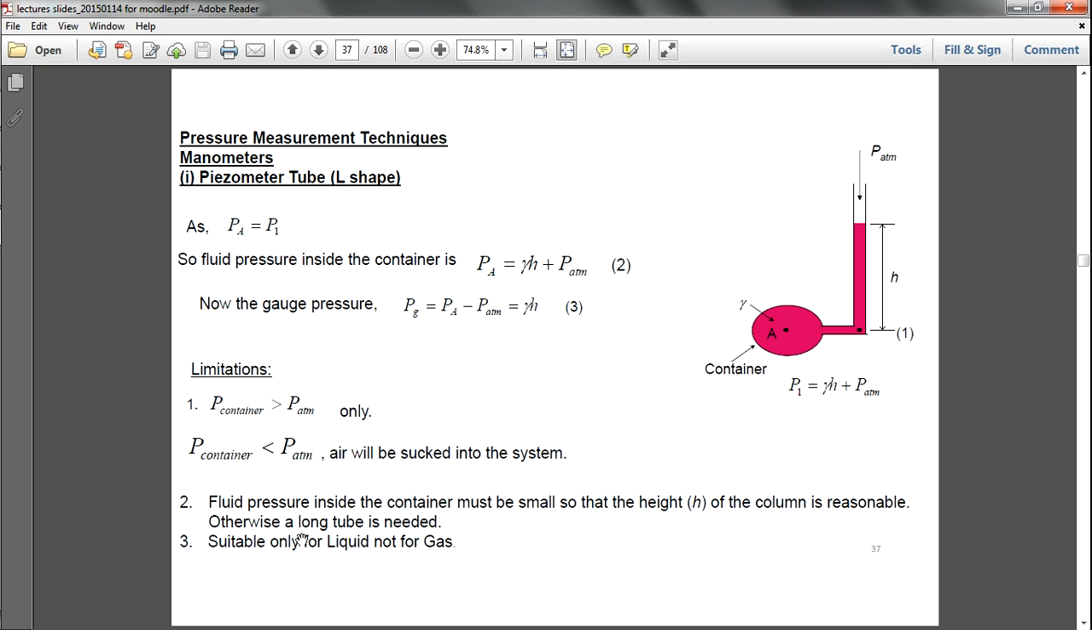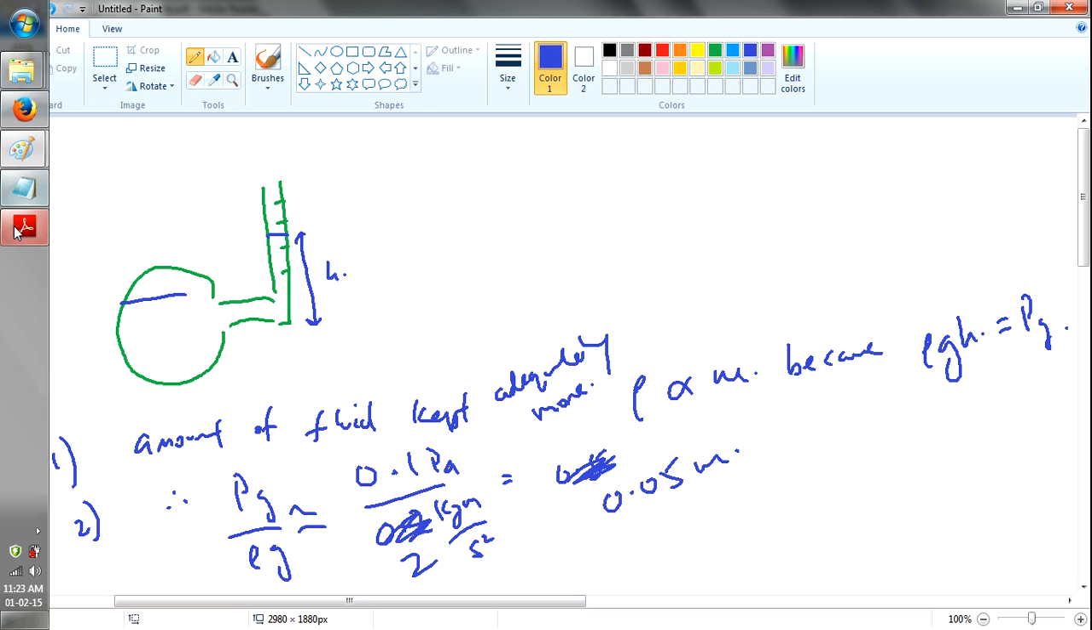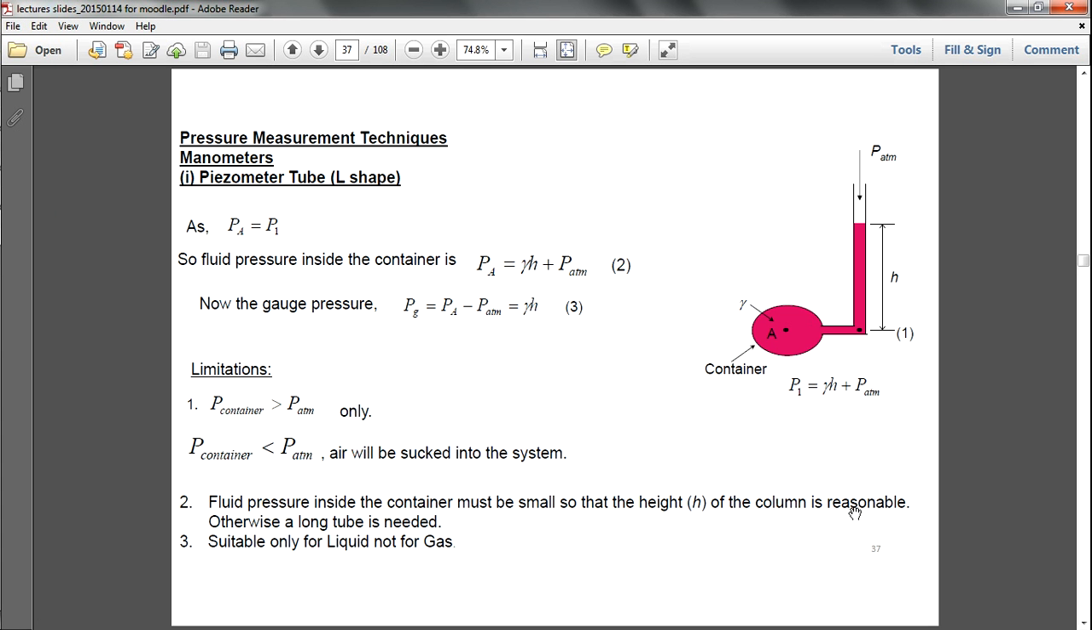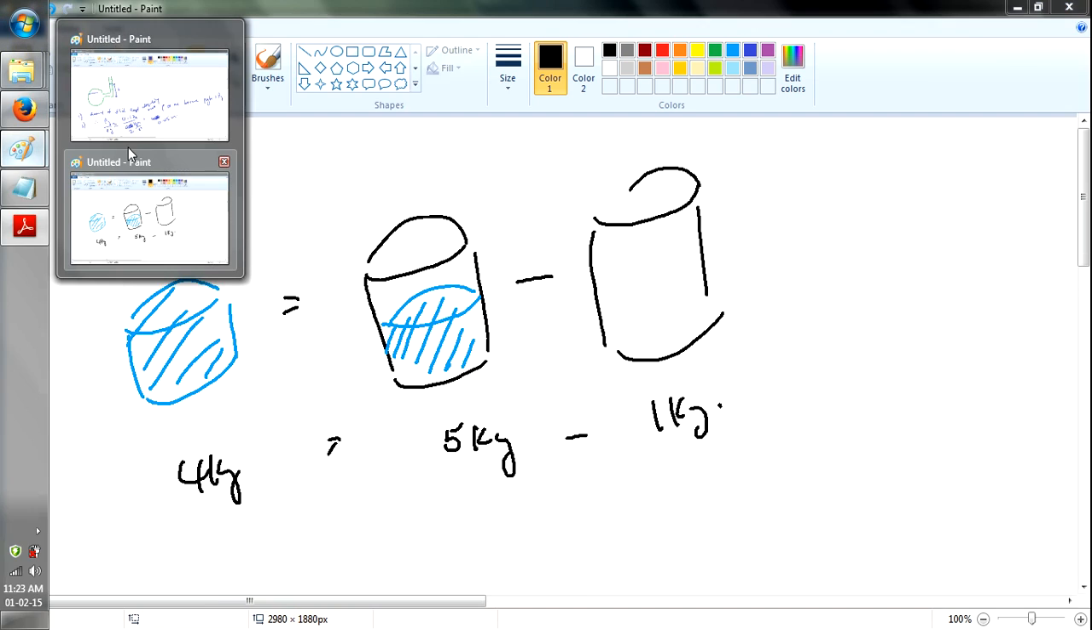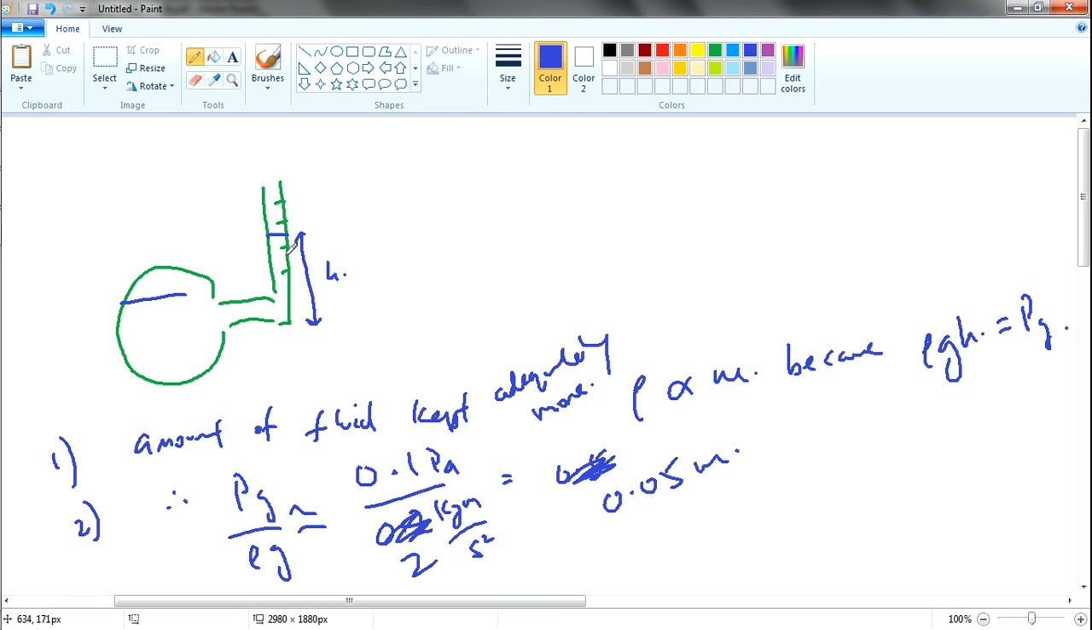This is why fluid pressure inside the container must be small, so that the height of the column is reasonable. What does this whole sentence mean? Fluid pressure inside the container must be small so that the height of the column is reasonable, because you want to put a scale over here. If you were to use this as a scale, this is a gauge.